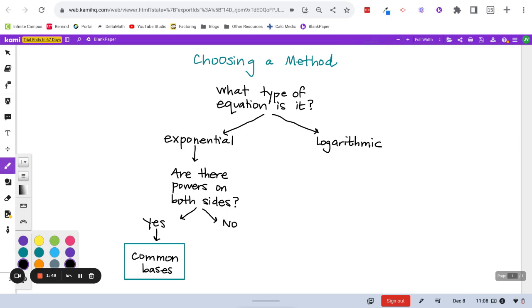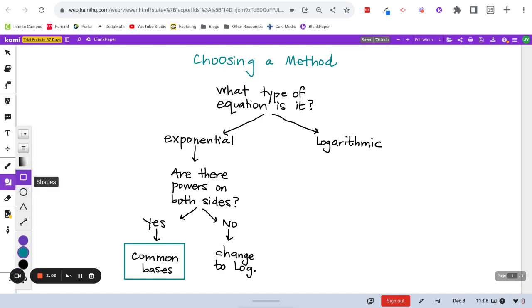If there's only power on one side, then we're going to want to change to a logarithm. Right? If we can't alter both sides, then let's just hit it with a logarithm and see what we can come up with.